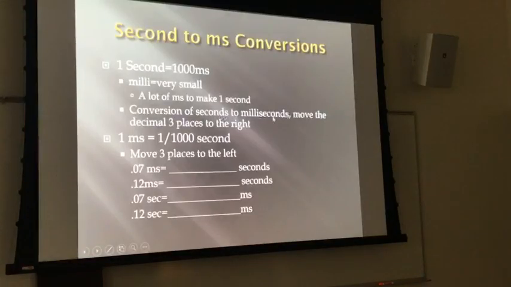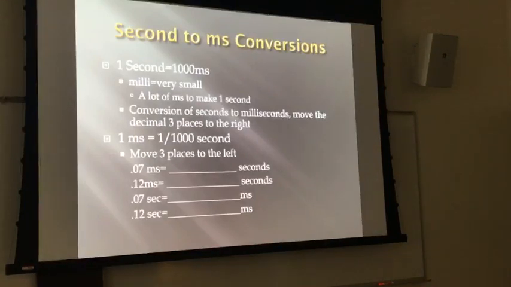So for conversion of seconds to milliseconds, move the decimal 3 places to the right. If we have 1 millisecond, that's 1/1000th of a second, so move 3 places to the left. So 0.07 milliseconds is how many seconds? 0.00007 seconds. And 12 milliseconds would be how many seconds? 0.012 seconds.